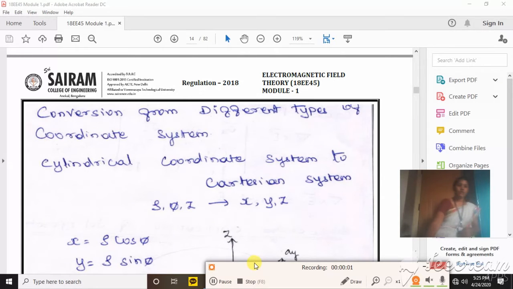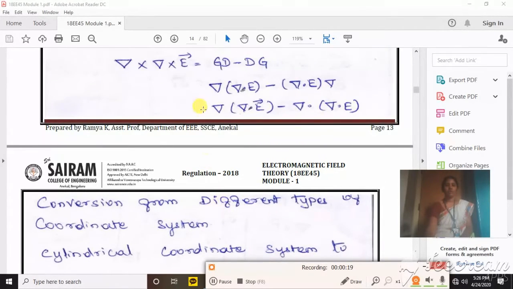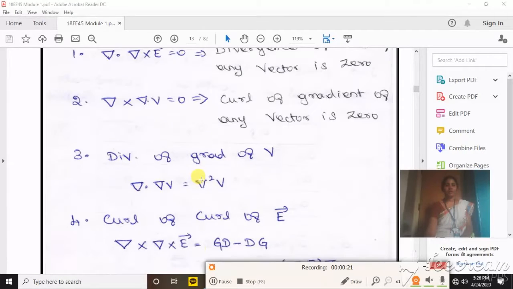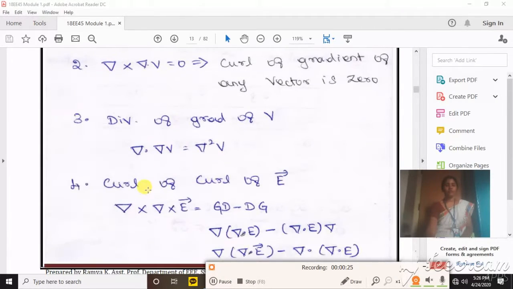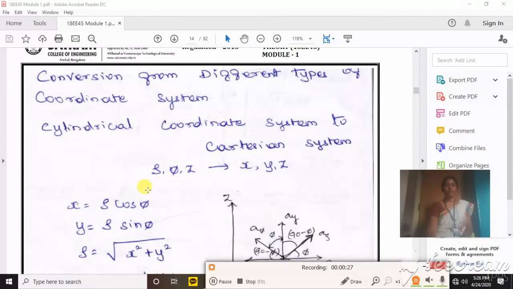In the last class we have seen what the basic application of the del operator is, what will happen when the del operator is applied with the divergence, and what will happen when the del operator is applied with the curl. We also saw the gradient, the curl of any vector, the divergence of any vector, the divergence of the curl of any vector, and the curl of the divergence of any vector.